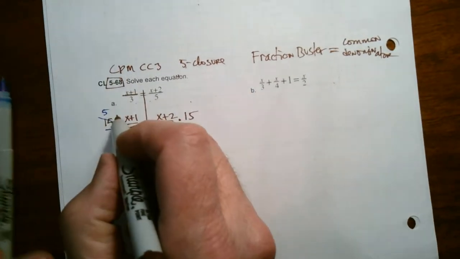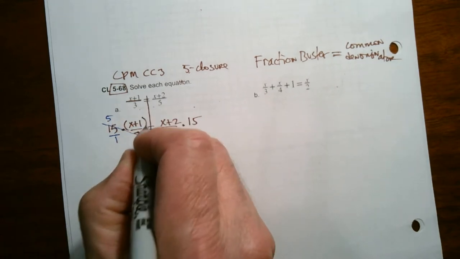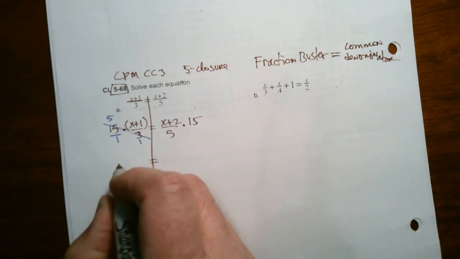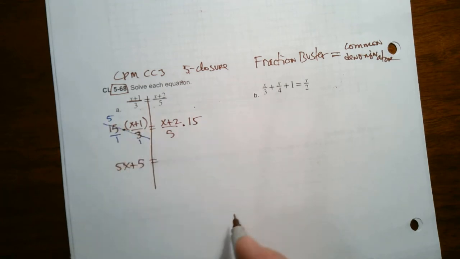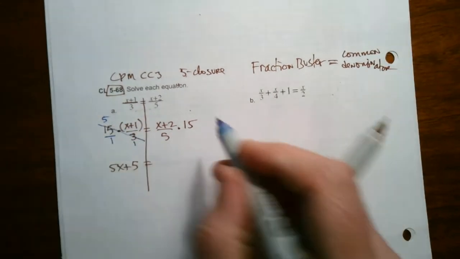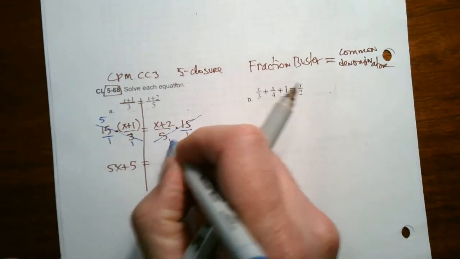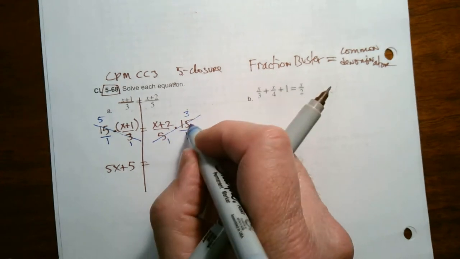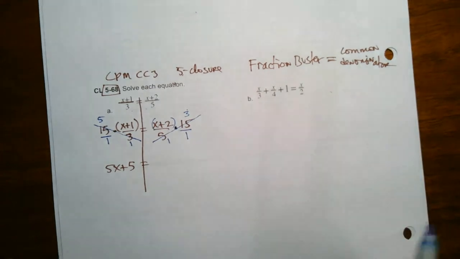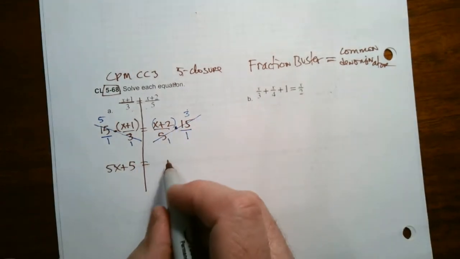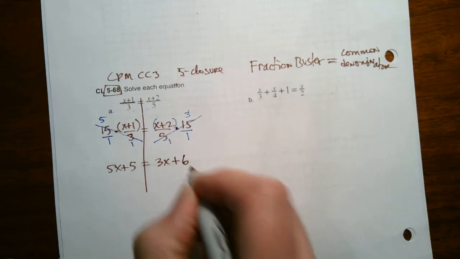Why did I do that? Because now I'm multiplying 5 times x plus 1, so I have 5x plus 5. Don't forget, I have to distribute that 5 through. Over here the same thing happens. Put the 15 over 1, and the 5 and the 15 cancel. The 5 becomes a 1, the 15 becomes a 3, because 5 goes into 15 3 times. Once again I have to distribute. Anytime I'm multiplying times a binomial, each term gets multiplied. So this becomes 3x plus 6.